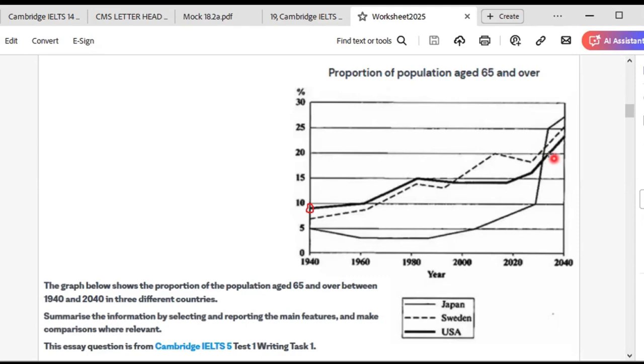I have just described US. After describing US, I will now go to the next one, which is Sweden. I will do the same thing for Sweden and describe it all the way till the end. And then I will go to Japan and describe Japan all the way till the end. That's what we call good cohesion. Take the first one, describe it all the way till the end. Preferably, start with the category that had the highest figure at the beginning.